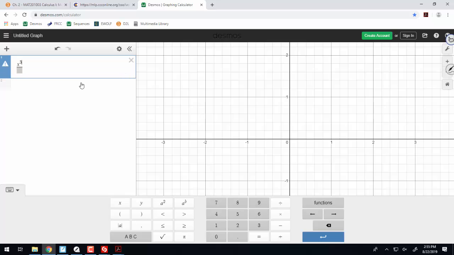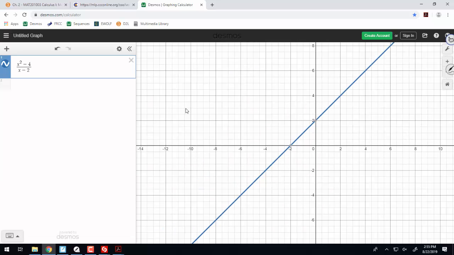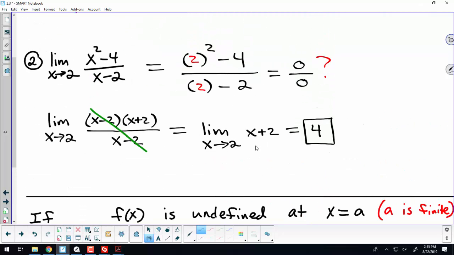The only issue with graphing these things, as you probably know, is that when we graph this, it looks like a line because, in fact, it's simplified to a line. This function here is equivalent to x plus 2, but only as long as we graph x plus 2 with a hole in it, then they're the same function.